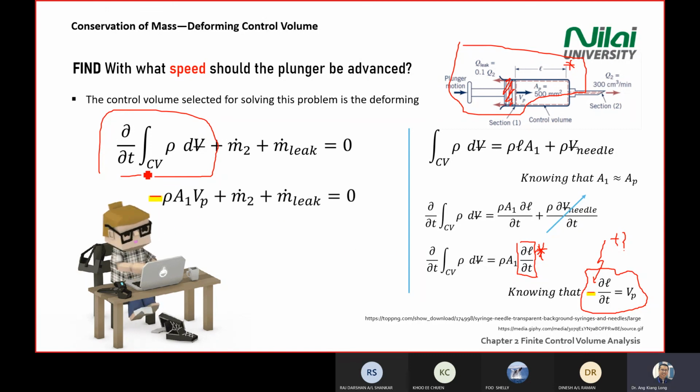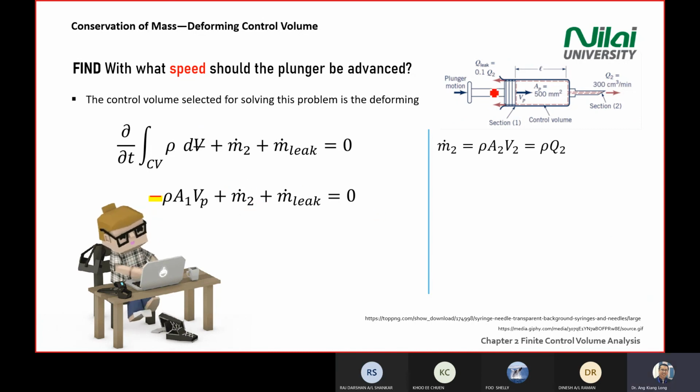So you can write that the first section of the equation, the CV, you have negative rho A1 VP. Just now Shirley already explained why this one is negative and not positive. It is because when you move this negative to the right hand side, your VP will become negative. So you put back this equation, rho A1 VP will become negative. That's why you get negative there. Then the rest is the same, m dot 2 plus m dot lick, and you continue solving.